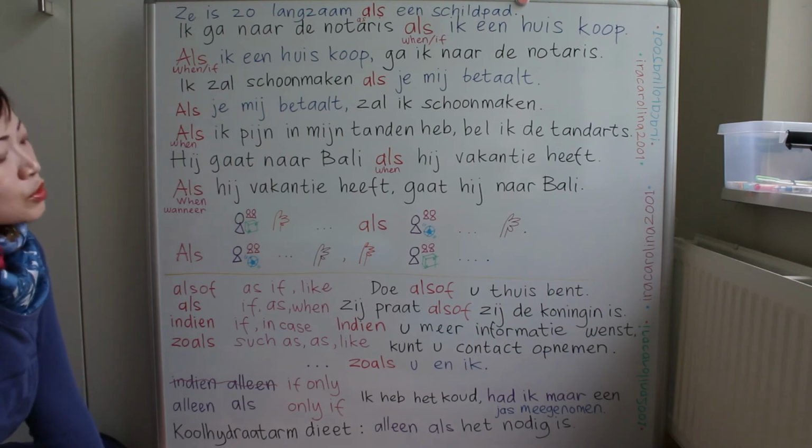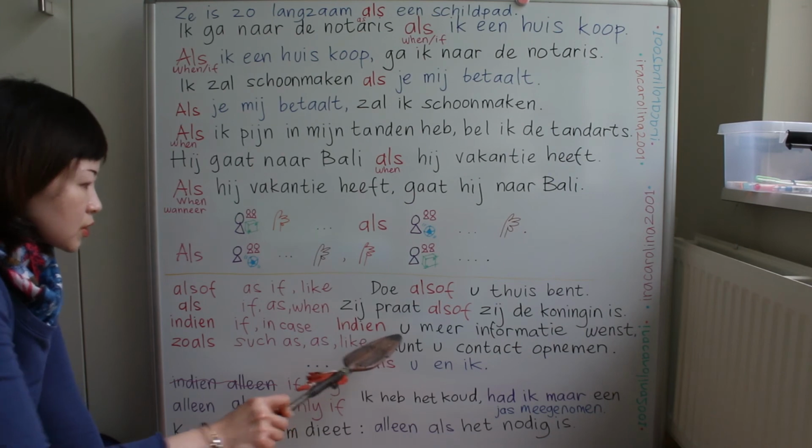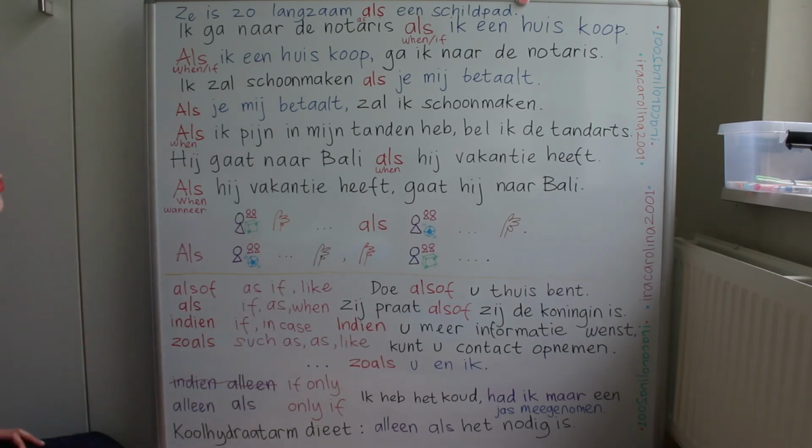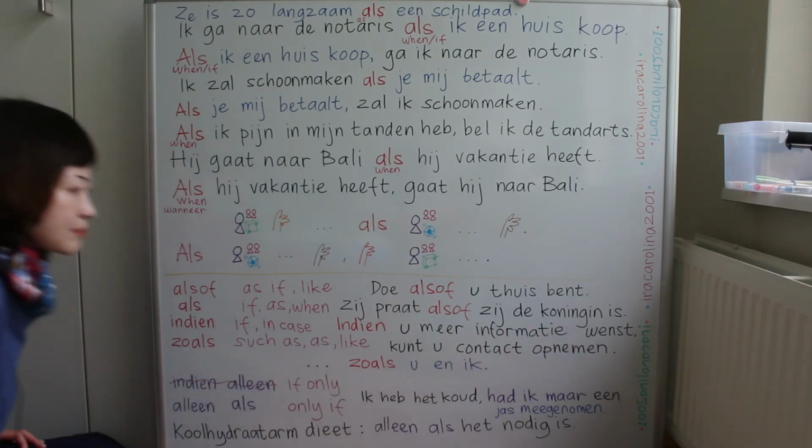To say contact us or do some contact. If you want to know or if you wish more information, you can contact us or do some contact. But you have to say it with the contact opnemen.